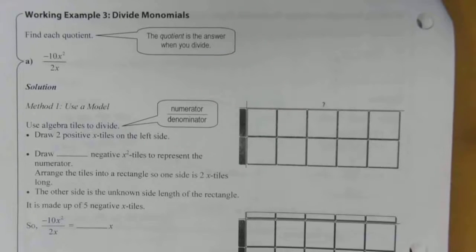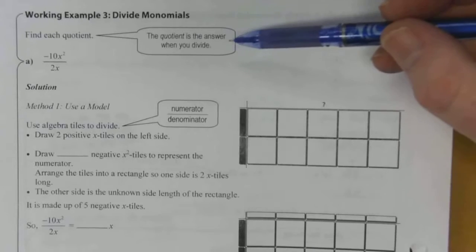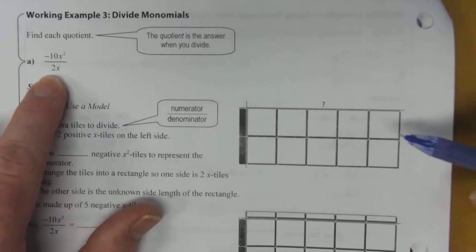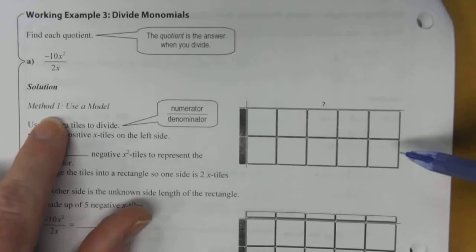Alright, so for working example 3, we're going to try dividing monomials. So we need to find a quotient, and a reminder that the quotient is the answer when you're doing division. And we have an example here, negative 10x squared divided by 2x. So the first method we're going to use is a model.